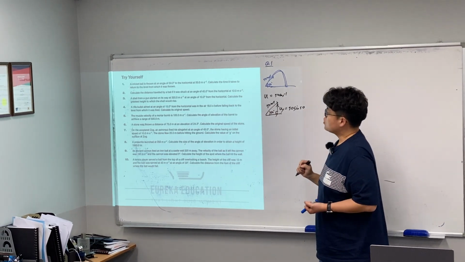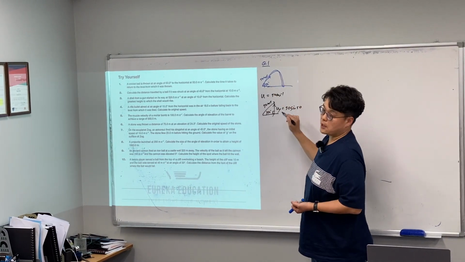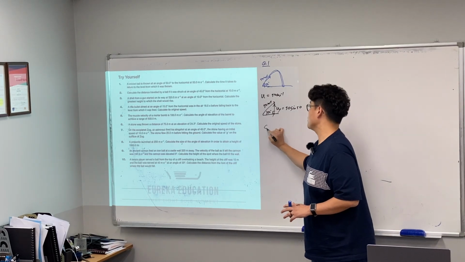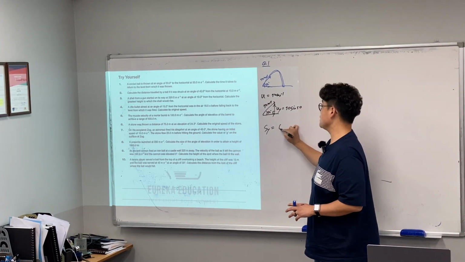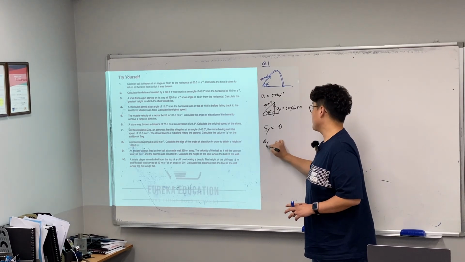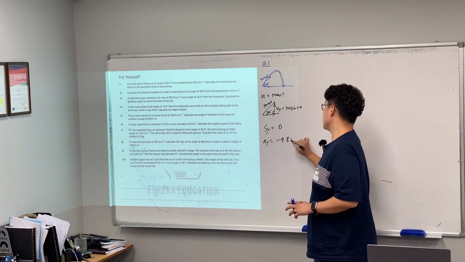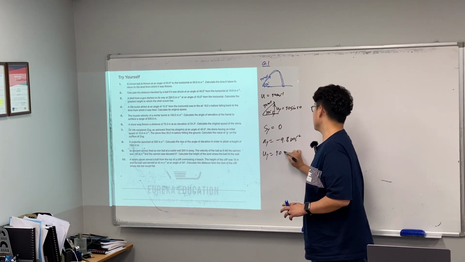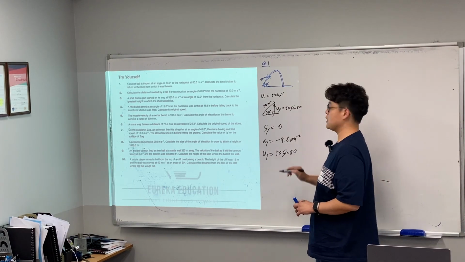Time taken to return to the level means that it came back to the same level. So the information is pretty much given. Everything is required. We have sy to be 0, ay still be minus 9.8 meters per second squared, and uy would be 50 sin 50, like this.